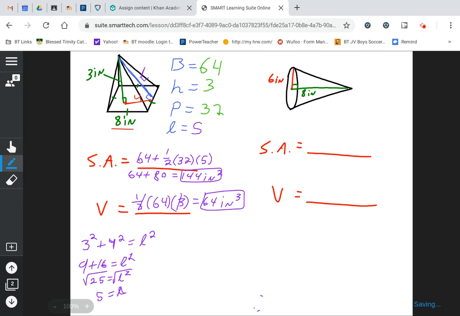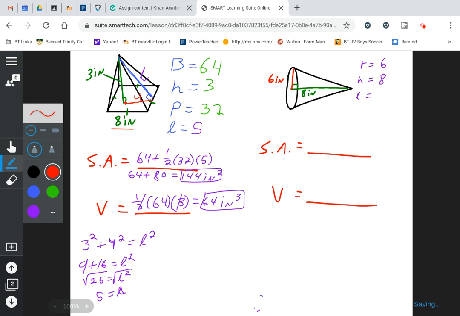All right. So looking at the next one, the cone. In the cone, we need certain things. We need R, we need H, and we need L. Those are the only 3 things. Now, R is already given to us as 6, and H is given to us as 8. The only thing we have to find here is L.